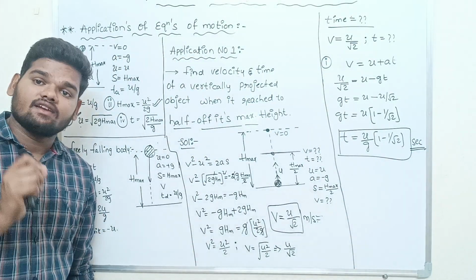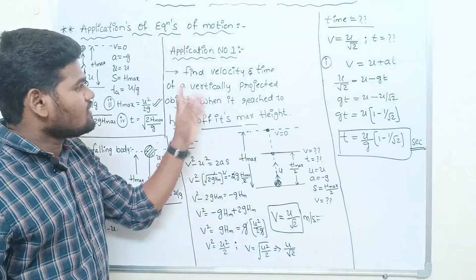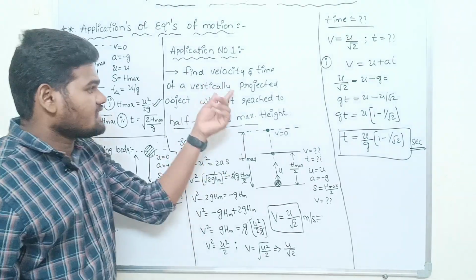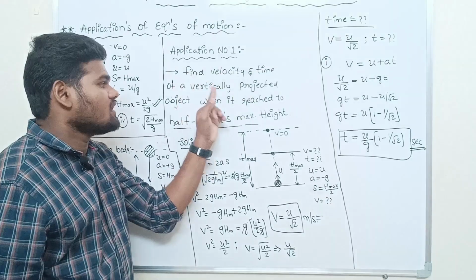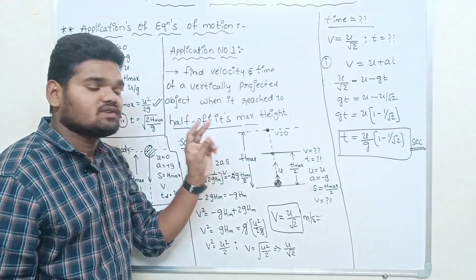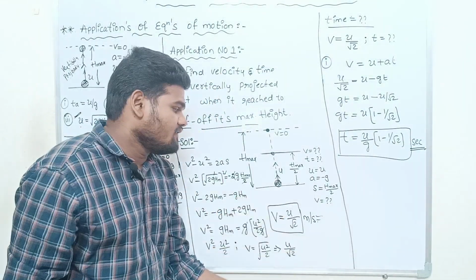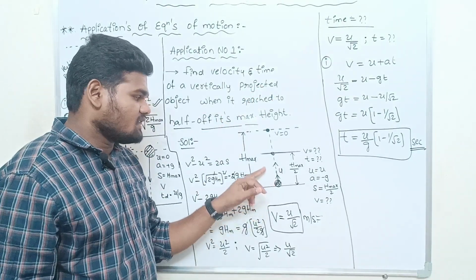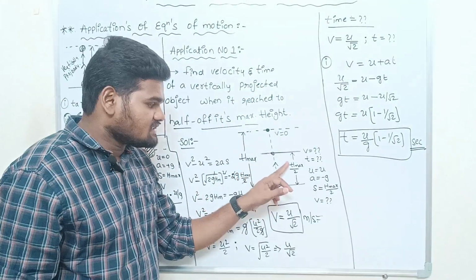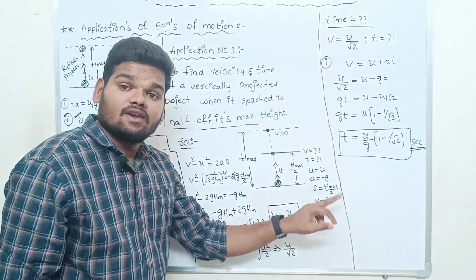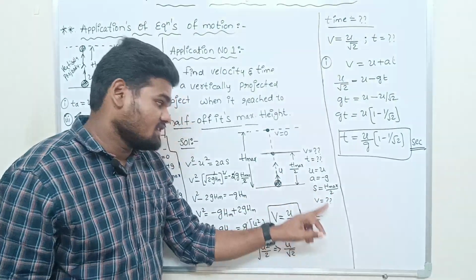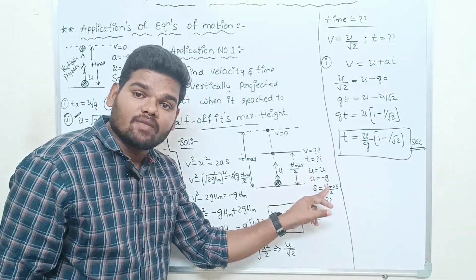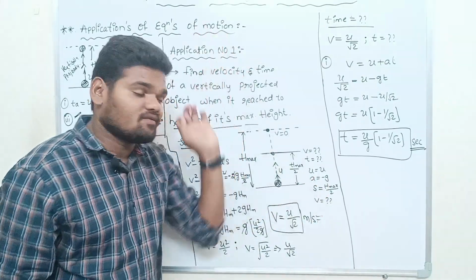Are you getting any doubt? In the given application, what are they asking? They are asking to find out the velocity and the time of a vertically projected body when it reaches half of its maximum height. They just threw an object in a vertically upward direction, and it reaches half of its maximum height. What is its displacement? H maximum by 2. What we have to find? Its final velocity. What is the acceleration due to gravity? Minus g, because the object is moving in the upward direction.